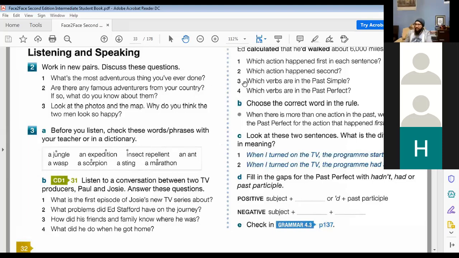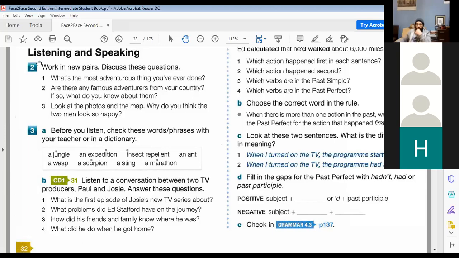Okay, this is a good example. So this is a famous adventurer, and what do we know about him? We can say he traveled to many countries around the world. He walked to many countries. He had many adventures.